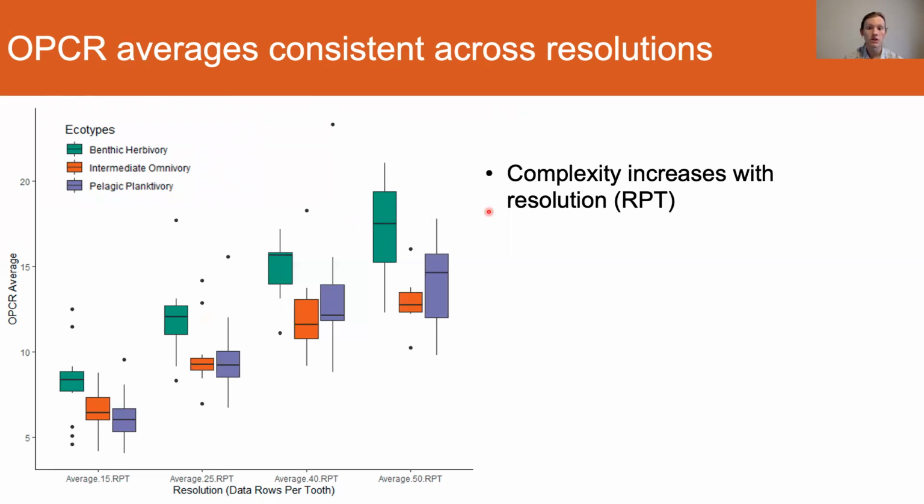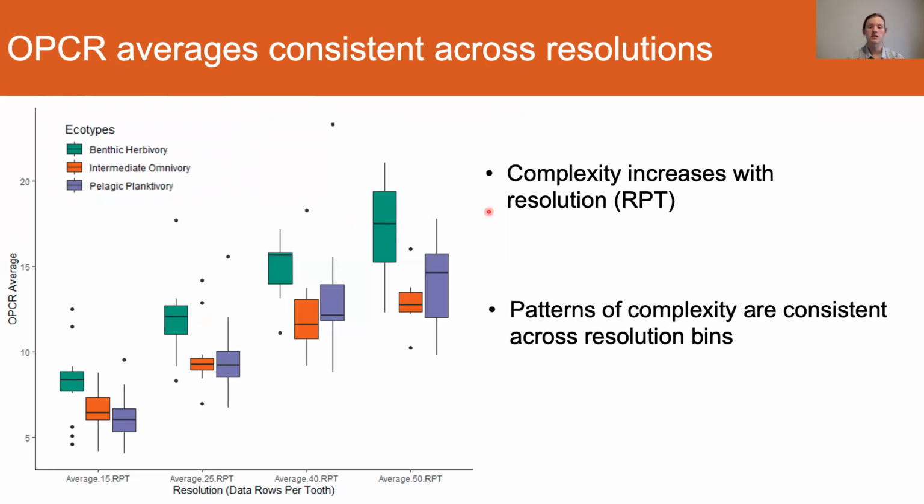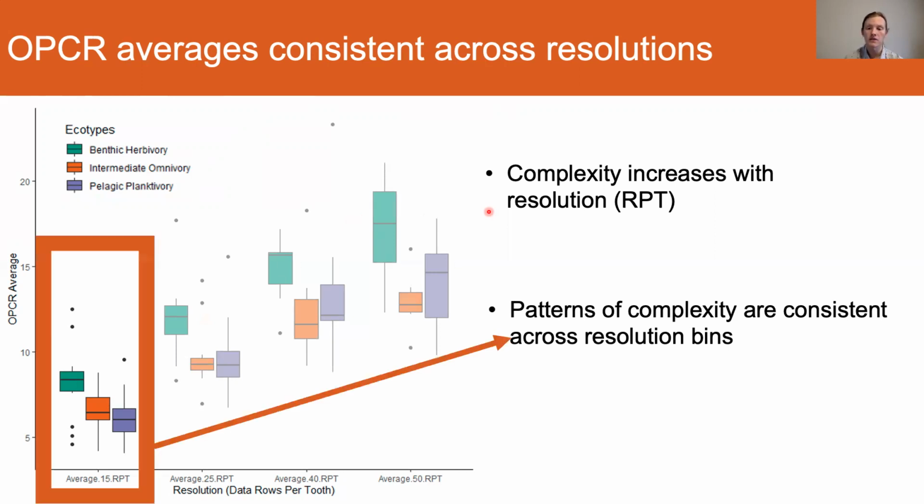The second and more encouraging result is that patterns of tooth complexity are consistent across resolution bins, with the median value of herbivore complexity consistently higher than either omnivory or planktivory. With this in mind, for the remainder of my talk, I will only show you results pertaining to our lowest resolution category, because it also has the highest sampling. However, keep in mind that these patterns of complexity are consistent across resolution bins.